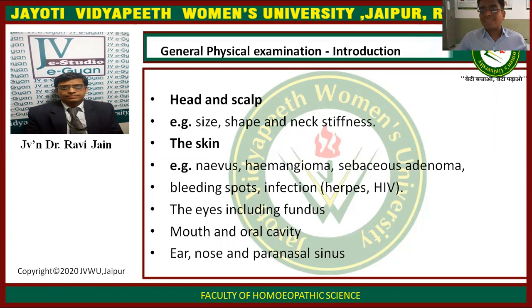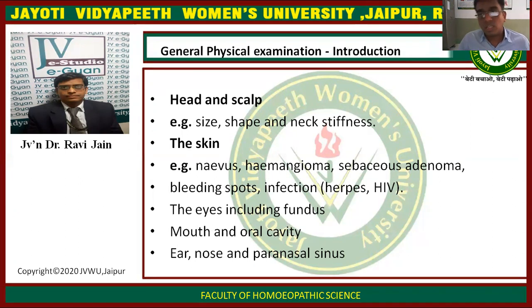The general physical examination includes the examination from head to toe. In CNS, we have an examination of the head and scalp for size and shape and any kind of neck stiffness. You have to check for the size and shape of the head, whether it is enlarged, especially in case of hydrocephalus, or shrunken, as in anencephaly, or you have to check for neck stiffness, especially in case of tetanus.